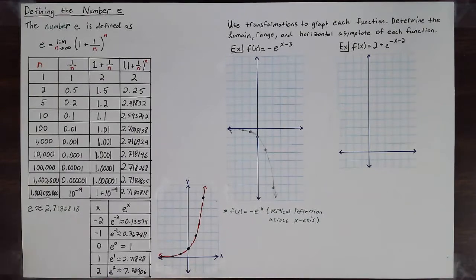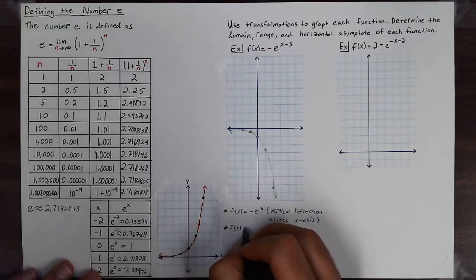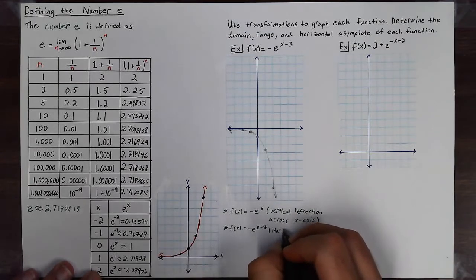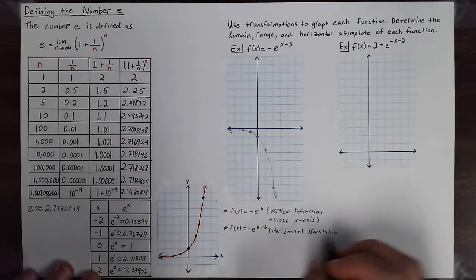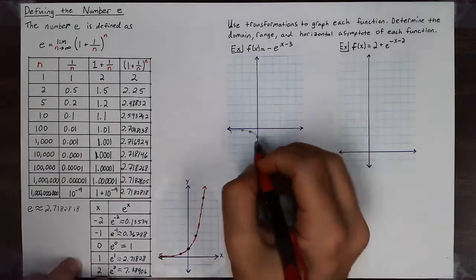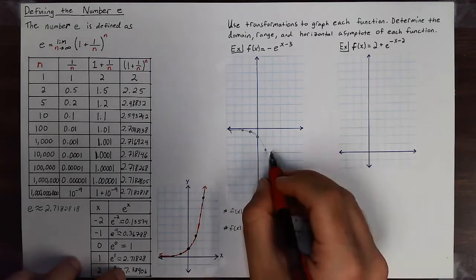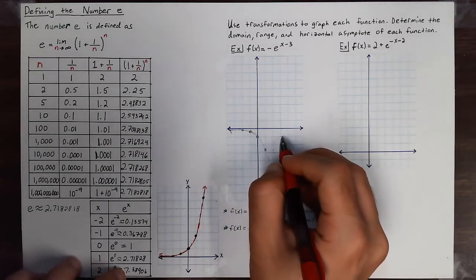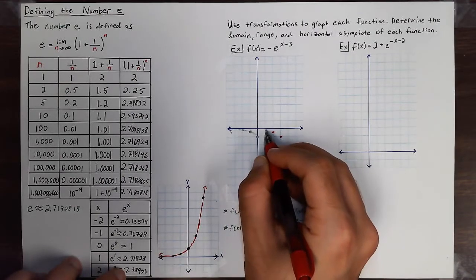We now want to take care of the minus 3 by the x. We talked about the last lesson, when we add 3, it shifts it to the left horizontally. So now when we subtract 3, there will be a horizontal translation right 3 this time. So every point gets shifted to the right 3. So 1, 2, 3.